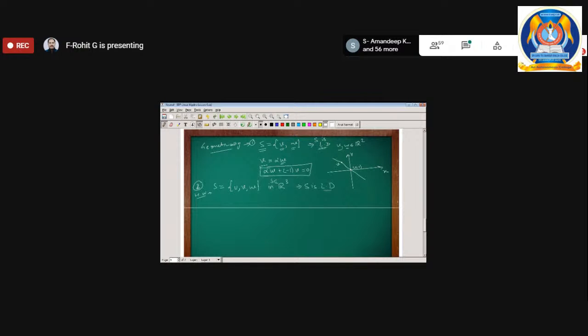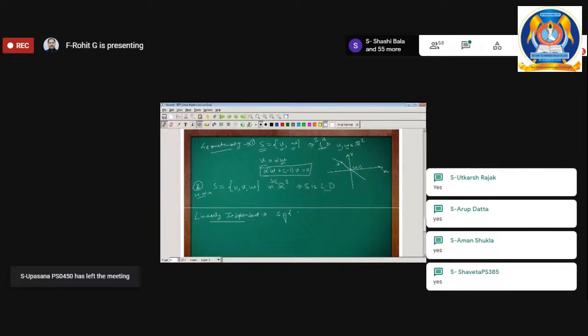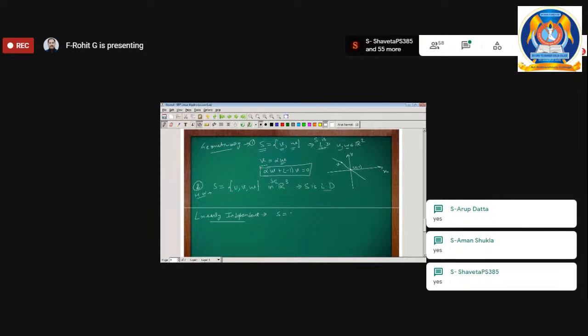Okay, students, this was the definition of linearly dependent. Quickly, can anybody tell me the definition of linearly independent? Yes, Pallavi Puri. When we say the set S is linearly independent? A simple definition.